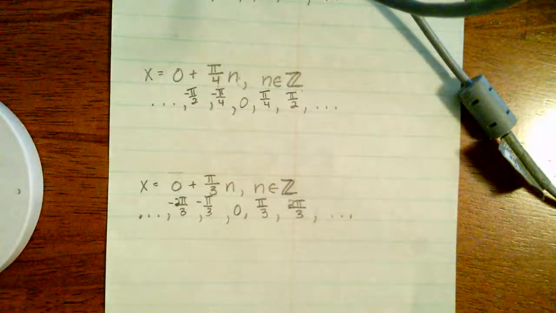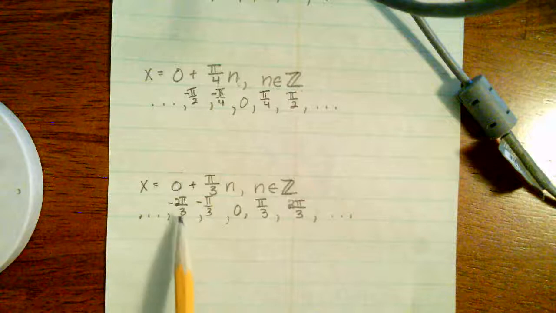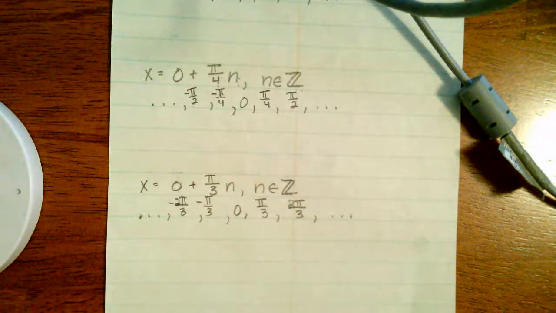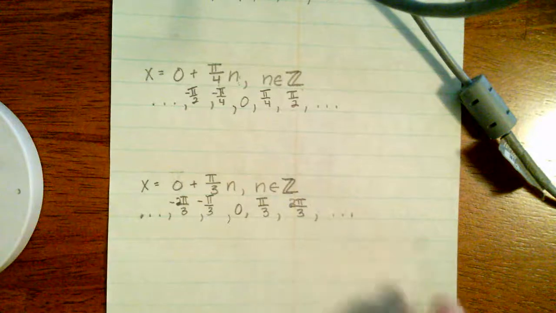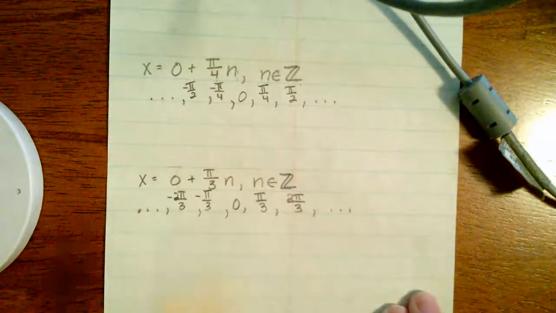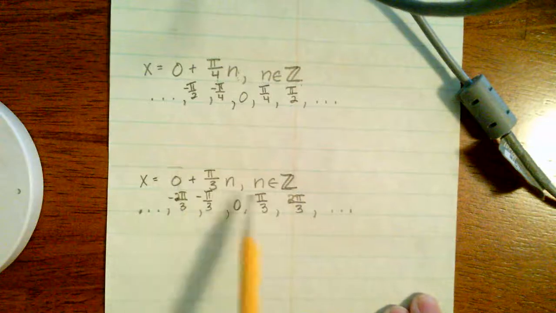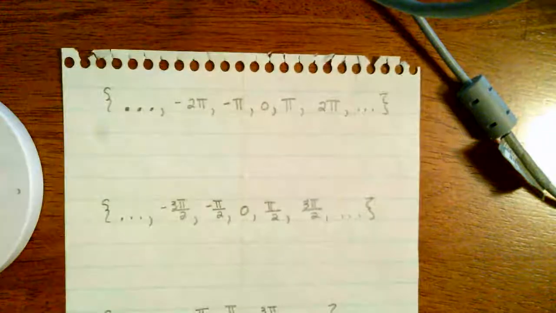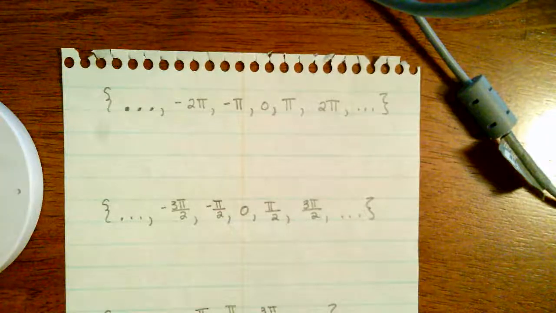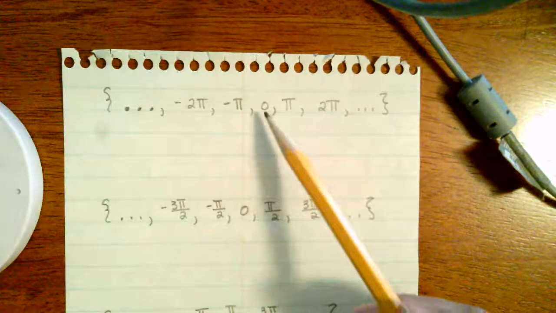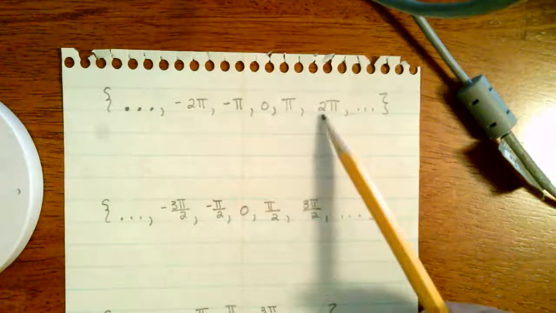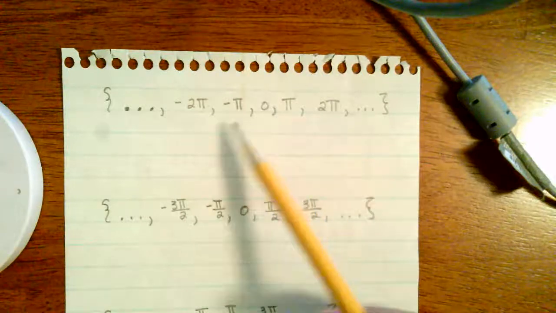Hopefully your list looks like mine: negative 2 pi over 3, negative pi over 3, 0, pi over 3, 2 pi over 3. More often than this, you do want to go from set builder notation to a list, but more often we're going to have a list and we need to go to set builder notation. We can only use set builder notation if there's a constant interval. Constant means the same, if there's the same difference between all the numbers in our list.